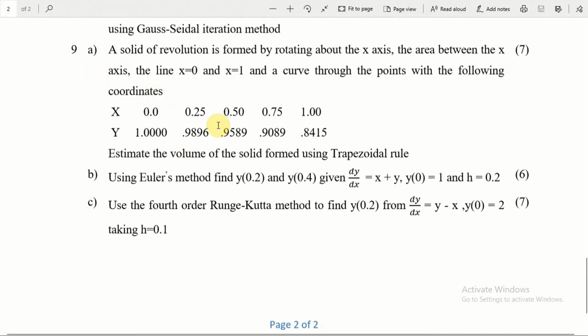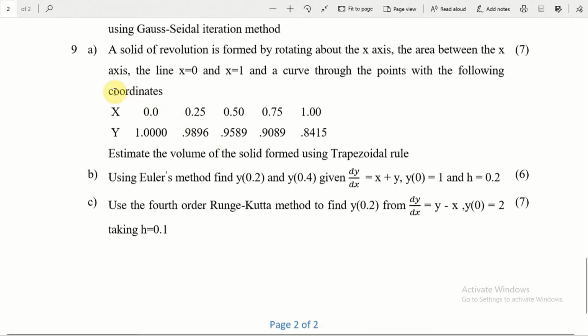9A is a question from the trapezoidal rule. It is a 7-mark question. 9B is a Euler method question. It has 6 marks. 9C is a Runge-Kutta method question. This is a 7-mark question. Now let us discuss how we can solve these questions.